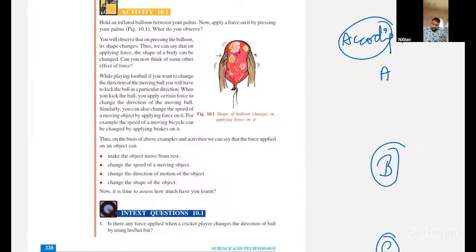For example, the speed of a moving bicycle can be changed by applying brakes on it. Thus, on the basis of above examples and activities, we can say that the force applied on an object can make the object move from rest, change the speed of a moving object, change the direction of motion of the object, and change the shape of the object.